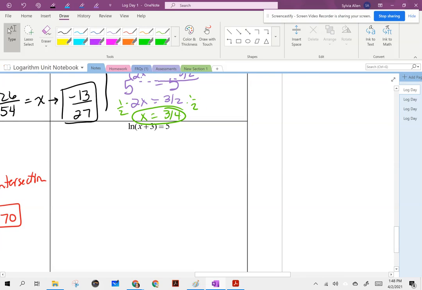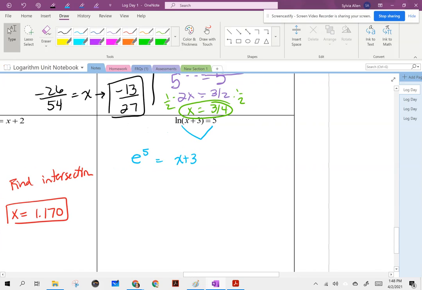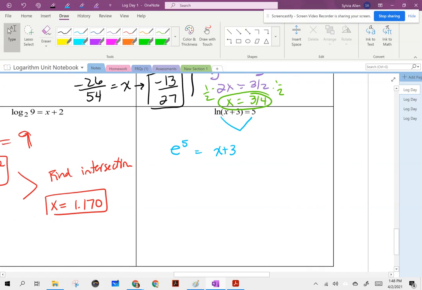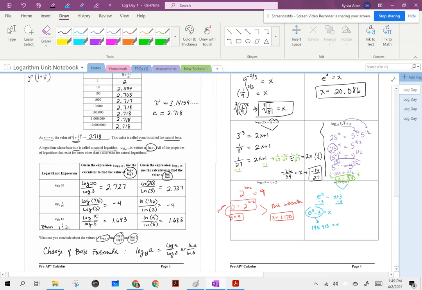All right, let's do this here. e to the 5th power is equal to x plus 3. Again, they wanted us to solve for x. In this case, what I can do is find the intersection, or I can even just subtract 3, because e to the 5th is a number. If I take e to the 5th and I subtract 3, I'm going to get 145.413 is equal to x. Okay. All right, looks like that is it.